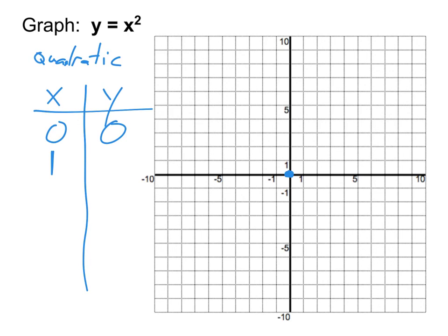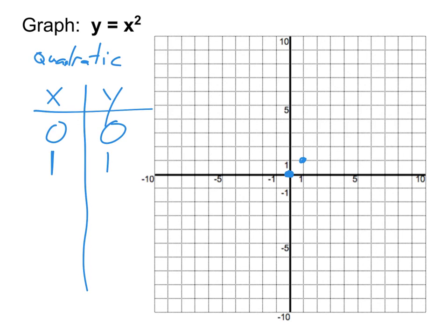1 squared, that means 1 times 1. And 1 times 1, yes, is 1. And so that tells me to plot the point 1, 1. Now, if we assumed that 2 points was enough for a pattern, some of you might start drawing in the exact same graph that we just made before. But that wouldn't be right.